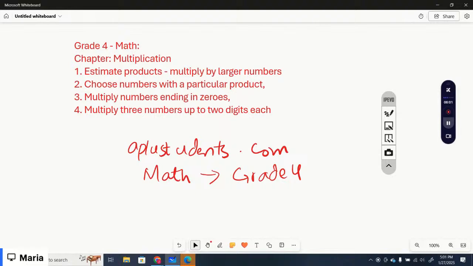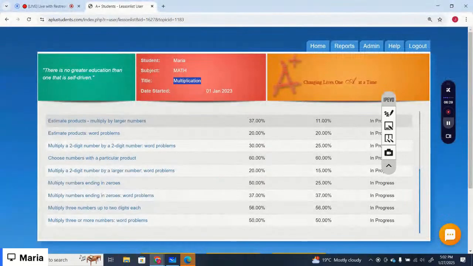The lessons we're going to cover today are estimate products, multiply by larger numbers, choose numbers with a particular product, multiply numbers ending in zeros, and multiply three numbers up to 2 digits each. Please make sure you have your notebook and pencil so that you can note down the important examples and definitions as well.